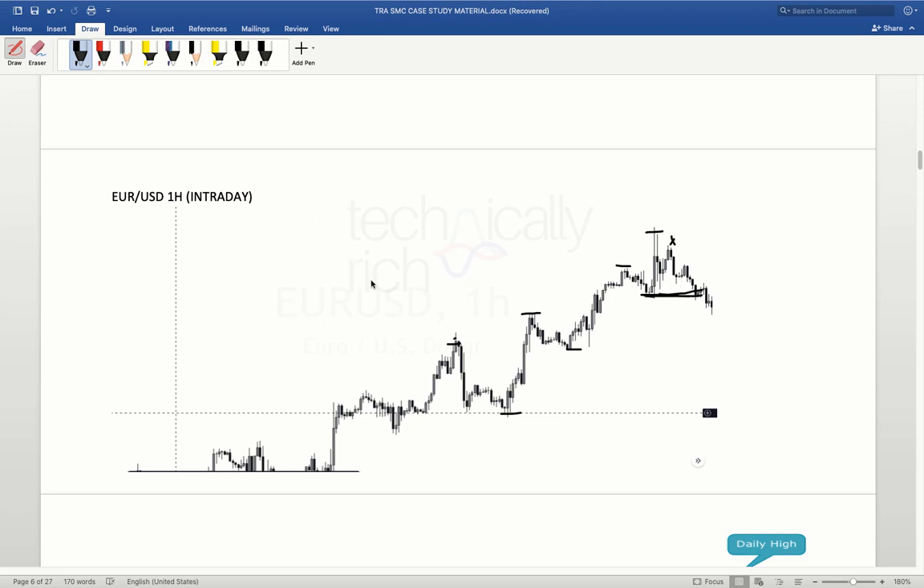We now have 2 points of interest that we could catch ourselves from on the lower time frame. All right, 2 points of interest. So we have the first refined IFC here, or the first refined order block here. Our first point of interest is here, and then our second point of interest is here.